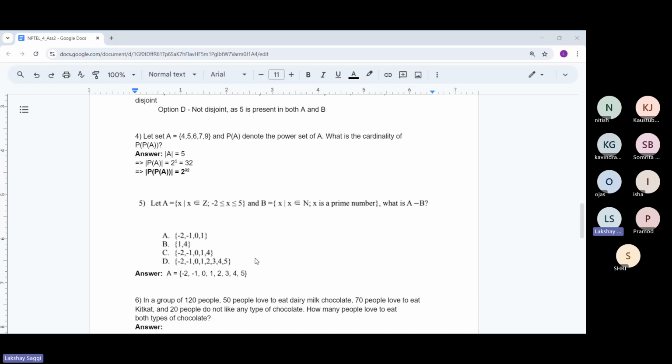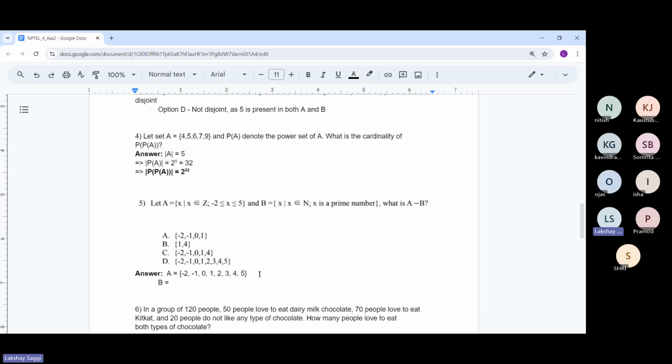So Nitish has written the integers -2, -1, 0, and 4. But note, Nitish, there are many more numbers present in the set A. Maybe you have written the answer for A minus B, but we'll come to that in a second.